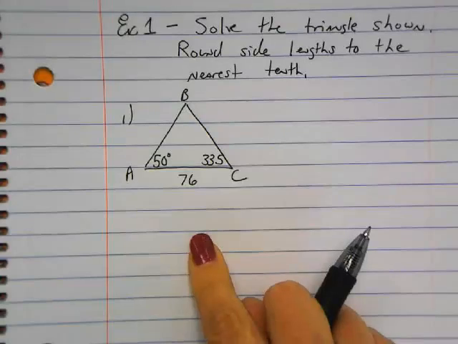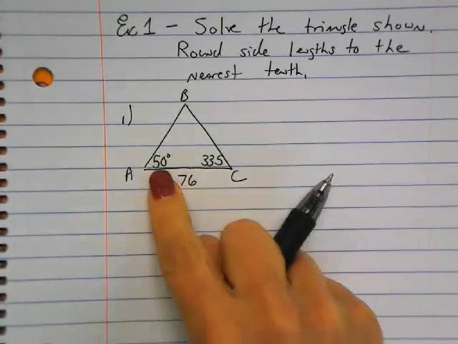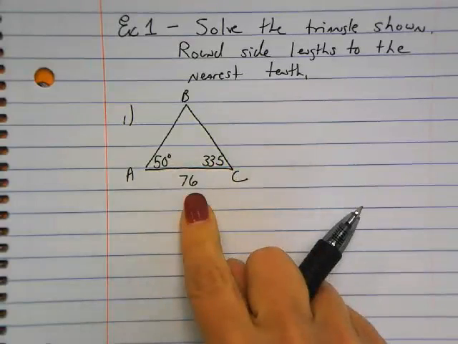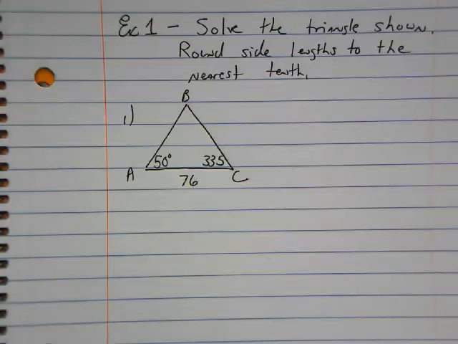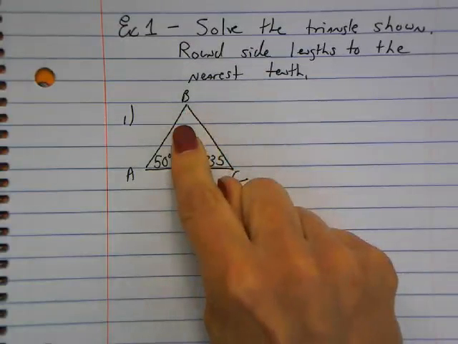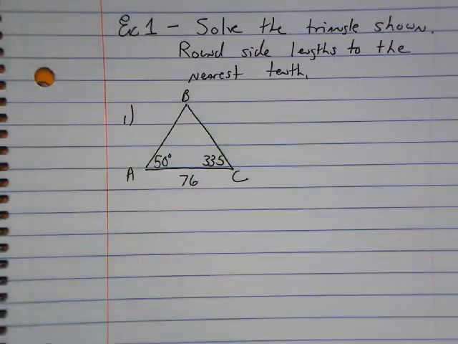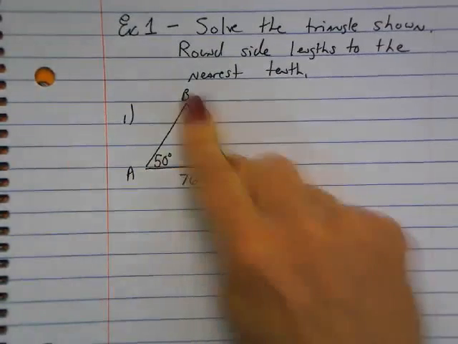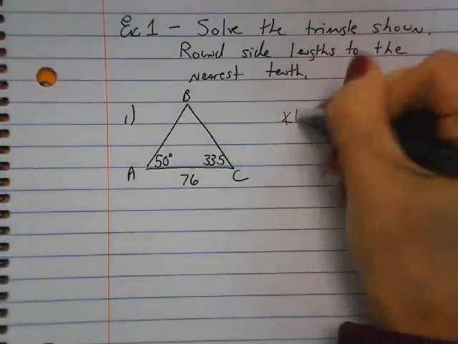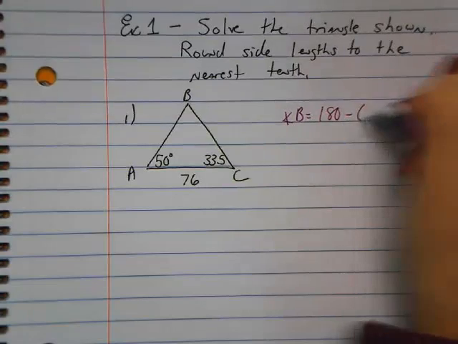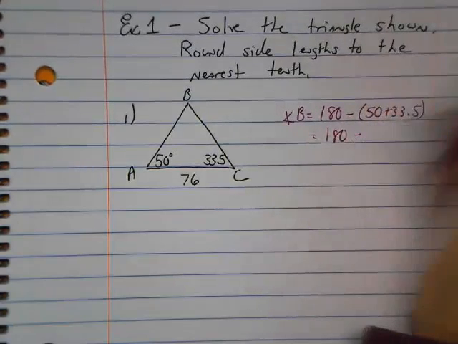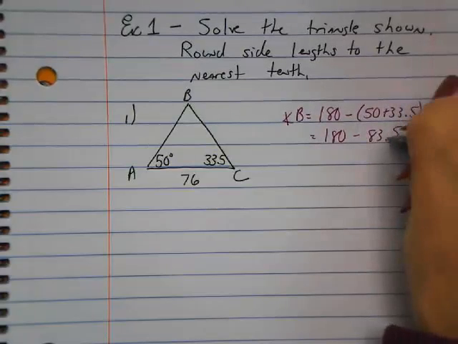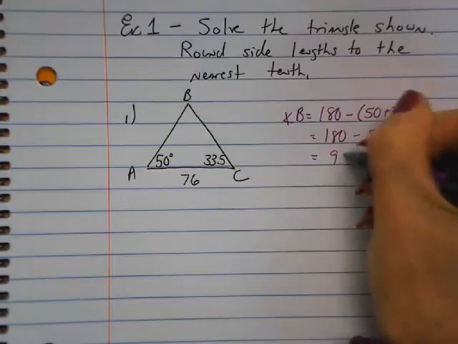Now, this one we don't have to worry about anything because I have two angles and the included side. So this is an angle-side-angle, so I know that only one triangle exists. When you solve it, the first thing you want is to know what this angle is. How many degrees are in a triangle? So the first thing we're going to do is find angle B. I'm going to do 180 minus 83.5, and that's going to give me 96.5.